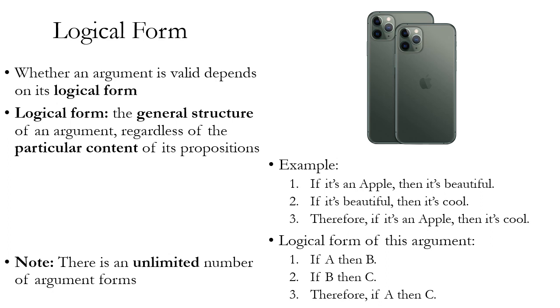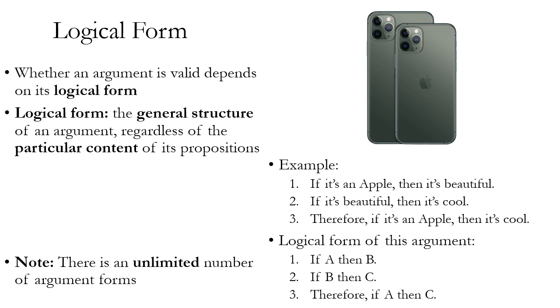So here's an example of logical structure. Let's take the argument: if it's an apple, then it's beautiful. If it's beautiful, then it's cool. Therefore, if it's an apple, then it's cool. This turns out to be a valid argument. When we make that determination, it's going to tell us something not just about this argument, but about all arguments that share the same logical form or structure.